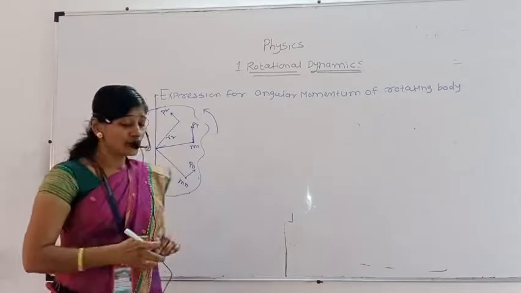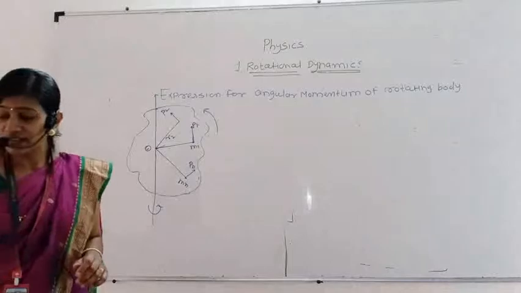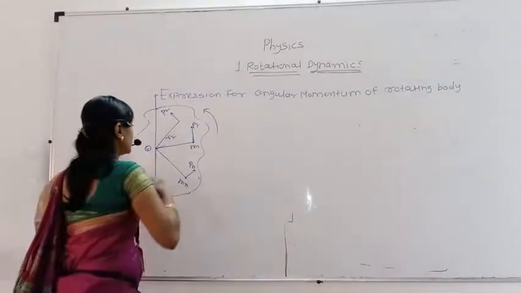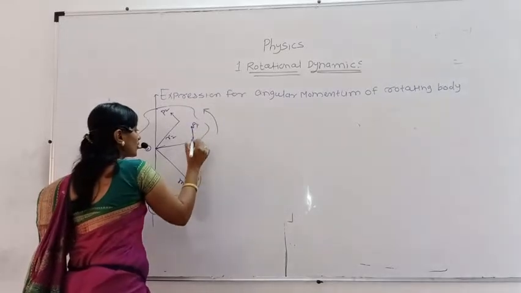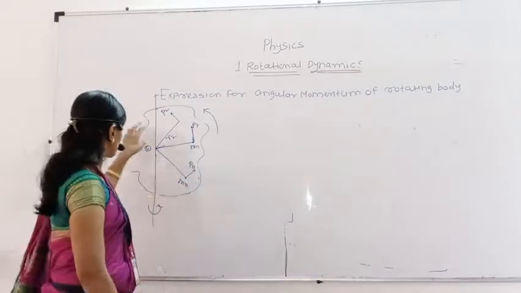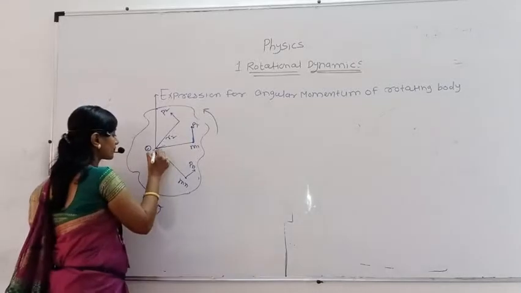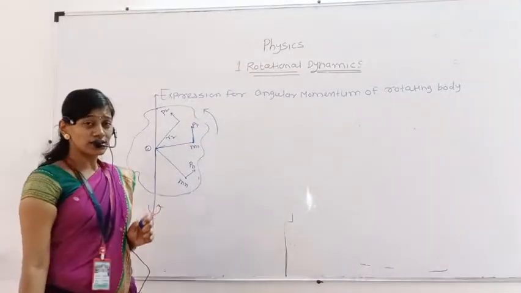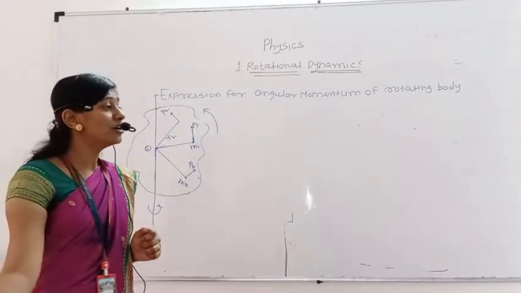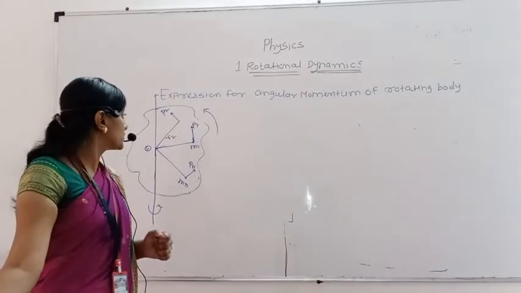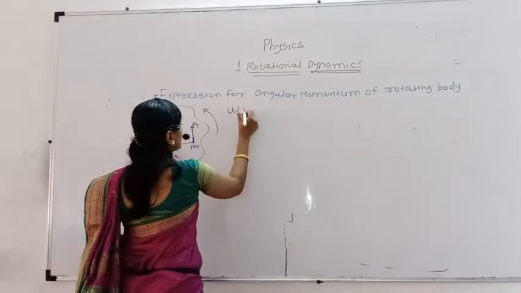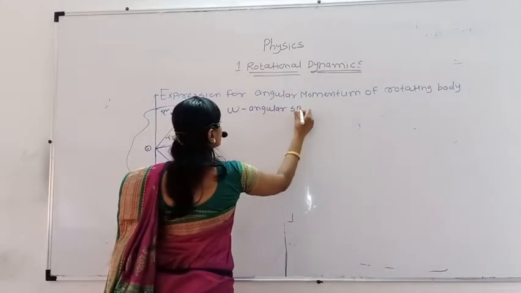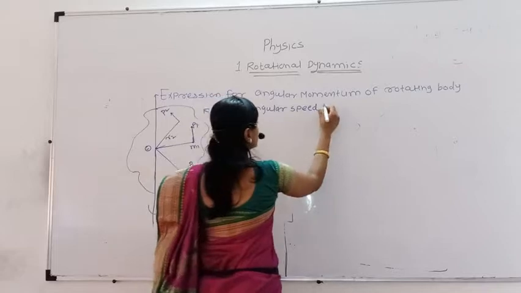Okay, consider a rotating rigid body. Consider a rigid body rotating about an axis. The axis is passing through the point O. The body is performing circular rotational motion with an angular speed omega. It is an angular speed, and it is constant.